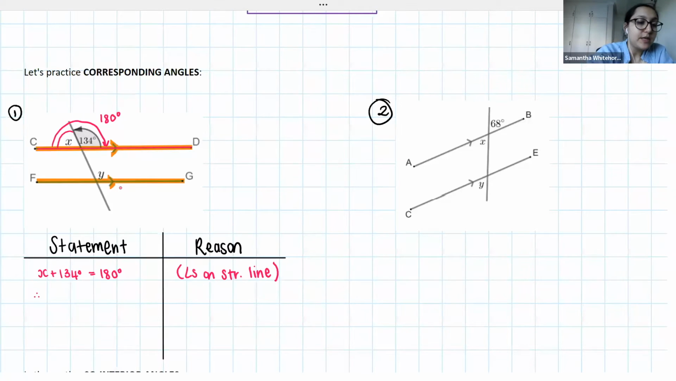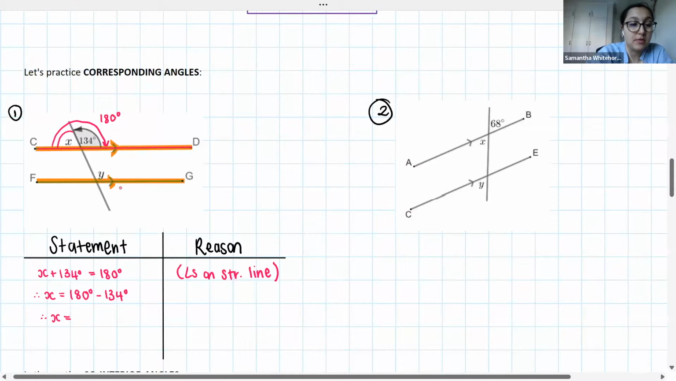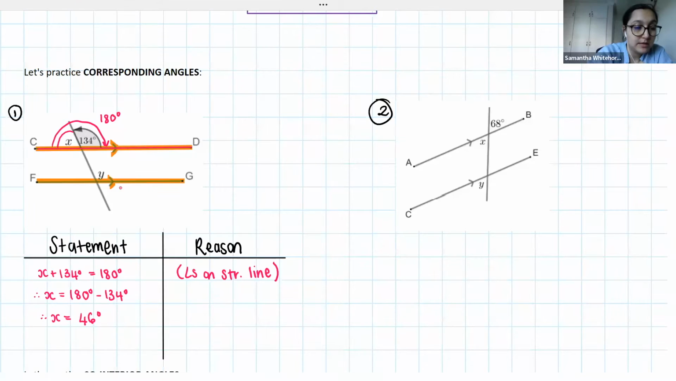Now that we've got our equation set up, we can solve our equation. What that means is we're going to have to subtract 134 on both sides in order to solve for X. And so what we get is that X is equal to 66. Not 66. That was terrible maths on my part. I do apologize. 46. Right, so X is equal to 46 degrees.